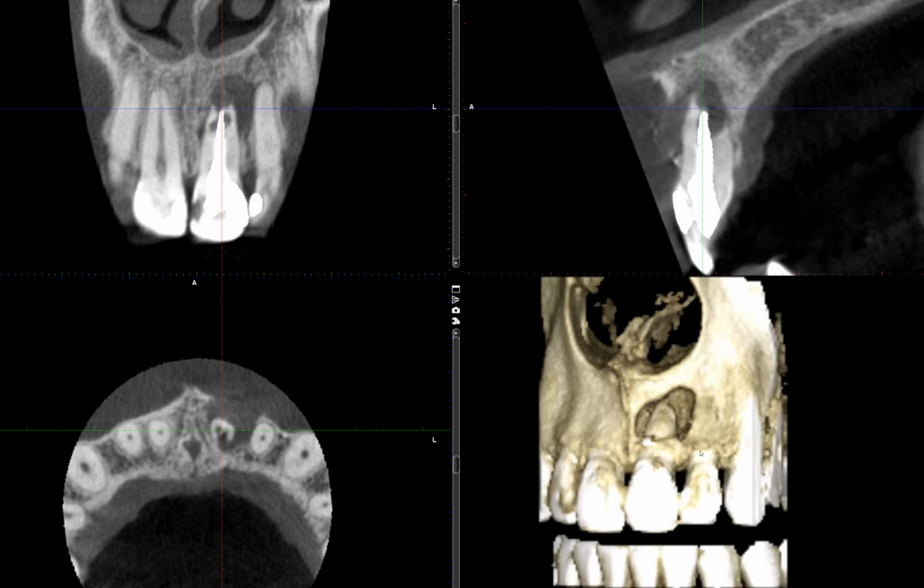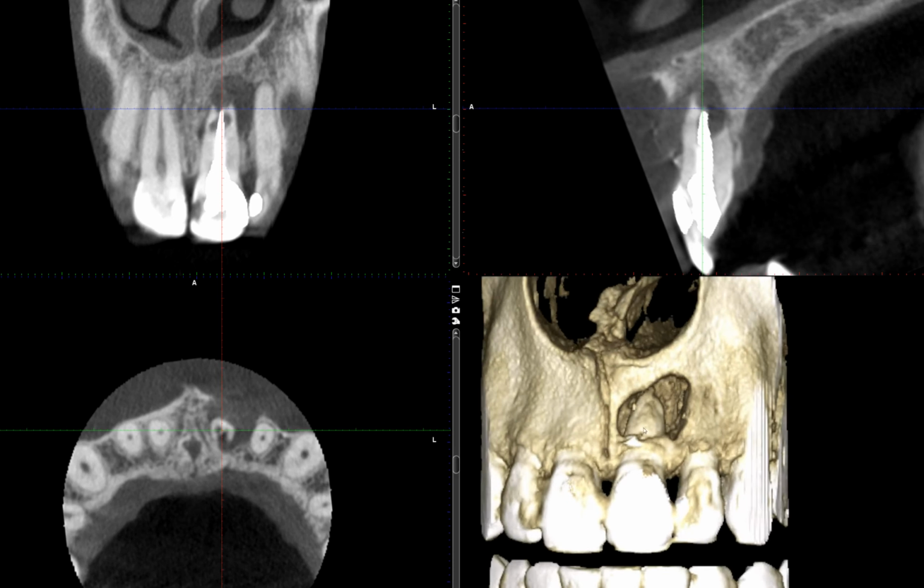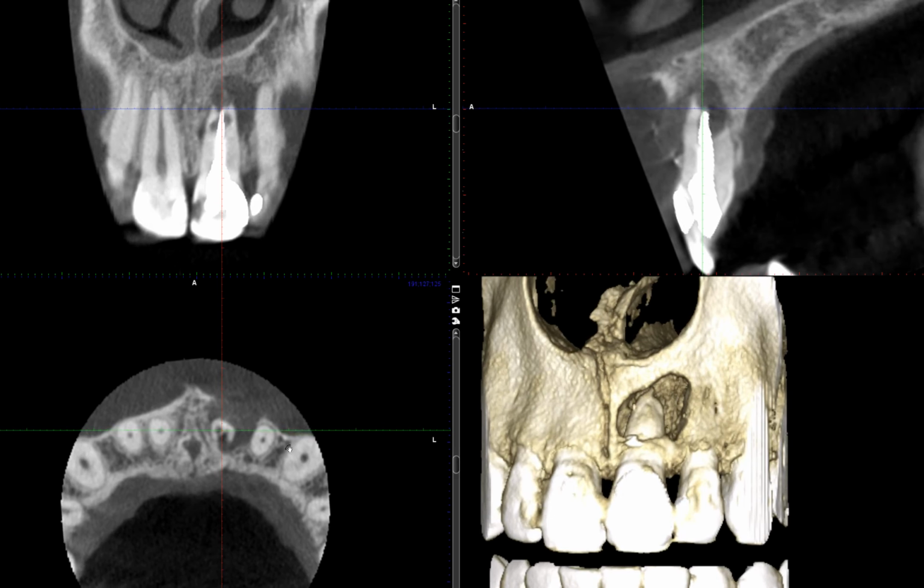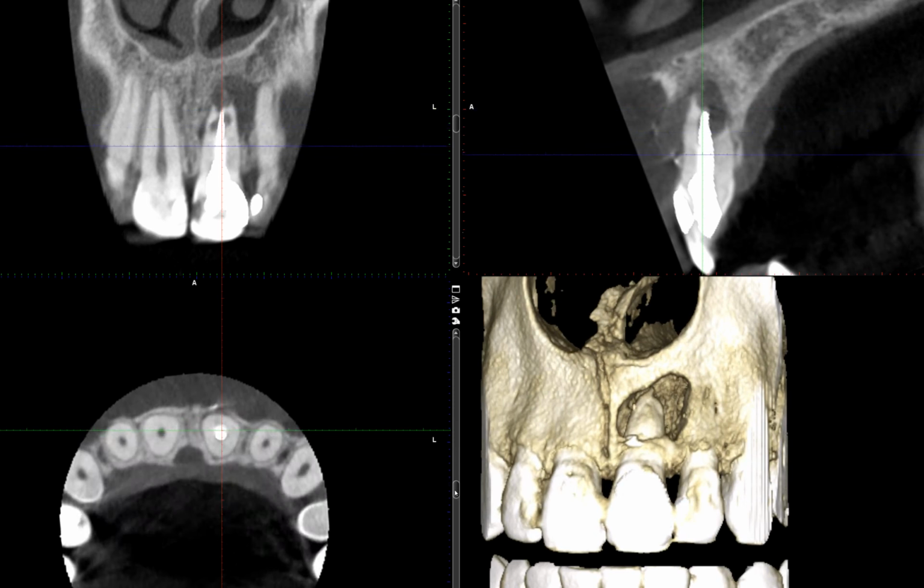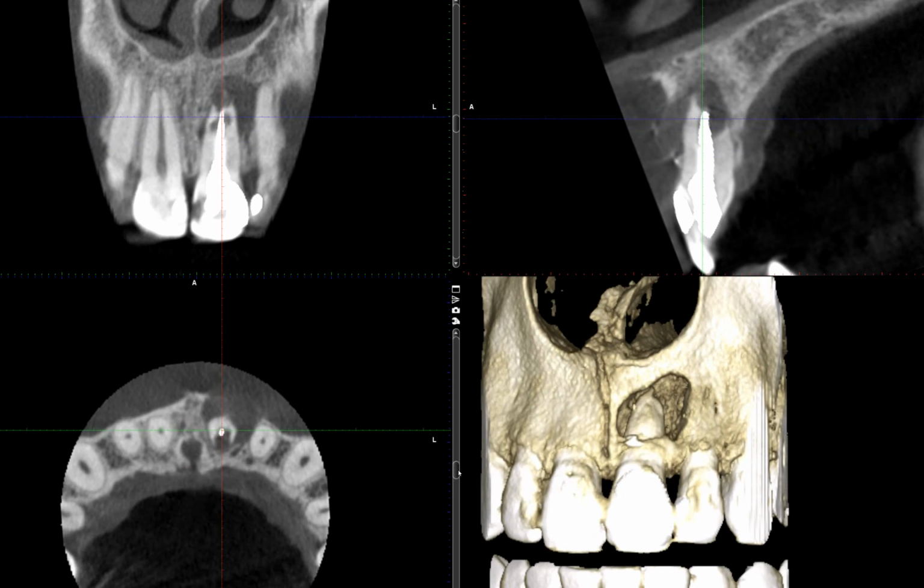3D rendering is visualized here. Obviously, there is a large radiolucency with bone loss. But as we look at this axial view once again, I do not see any gross evidence of tooth number 9 being displaced. It's just being resorbed with an irregular pattern.